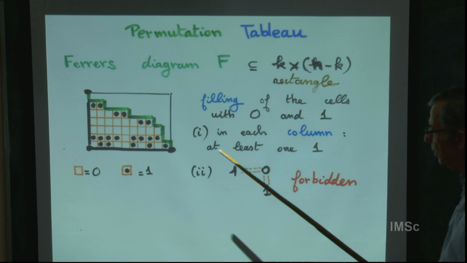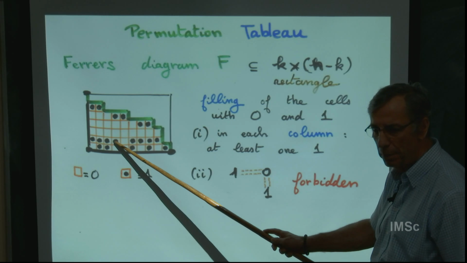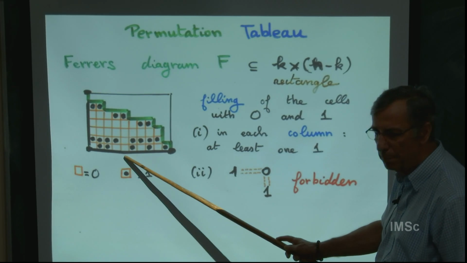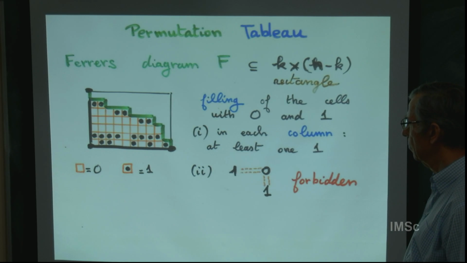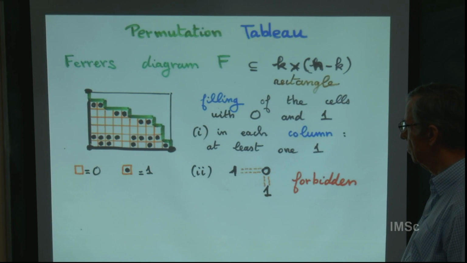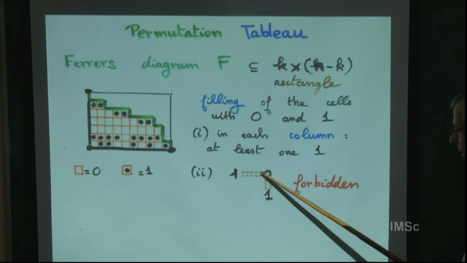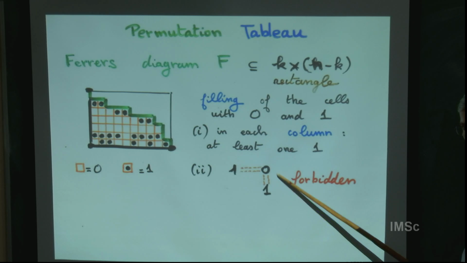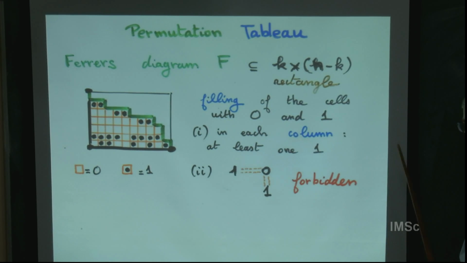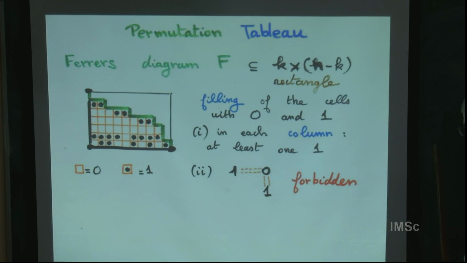That means that if you have an empty cell, and there is a black point on the left, then there is no black point below the empty cell. So they are not consecutive cells. They are not necessarily consecutive, these 3 cells. So this pattern is forbidden, and there's at least one in each column. And then they gave an interpretation in terms of this tableau.